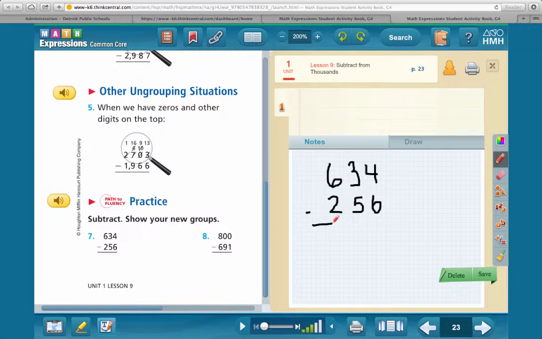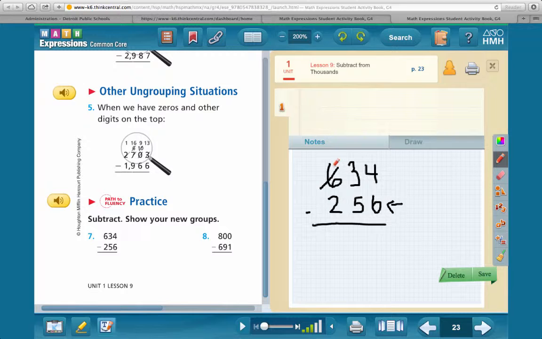If you look at the numbers, you'll notice that the bottom number, according to the ones place value, is larger than the top number. And the same goes for the tens place. It's larger than the tens place, but the hundreds place is actually smaller. So in order to subtract, we need to ungroup.